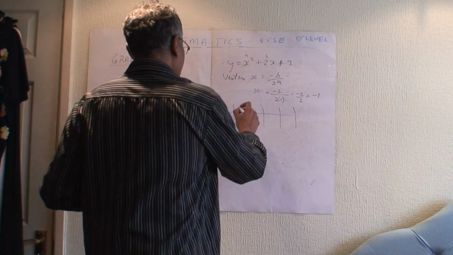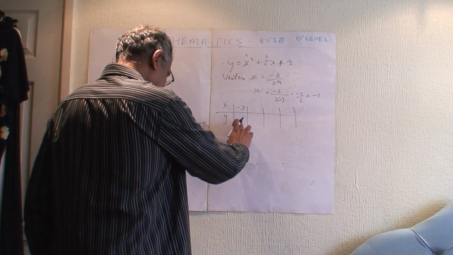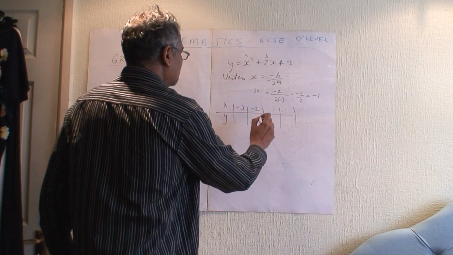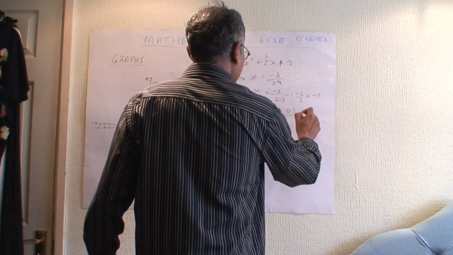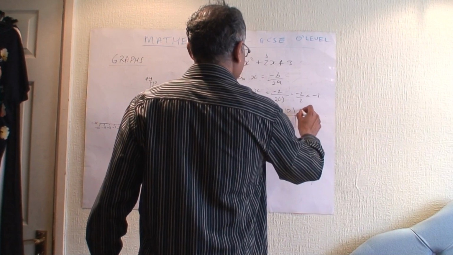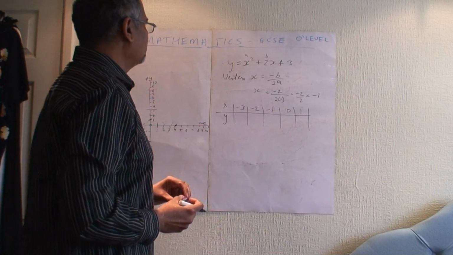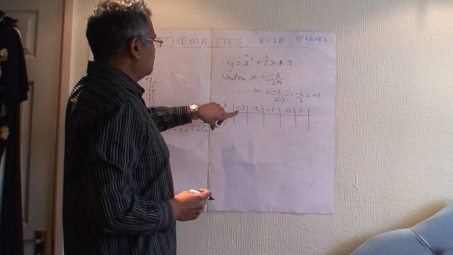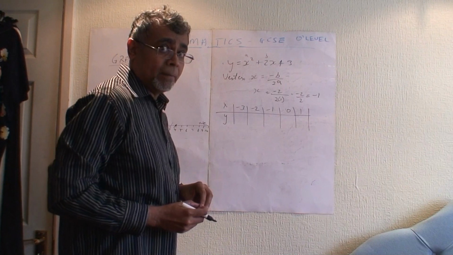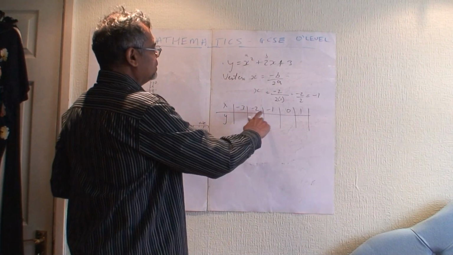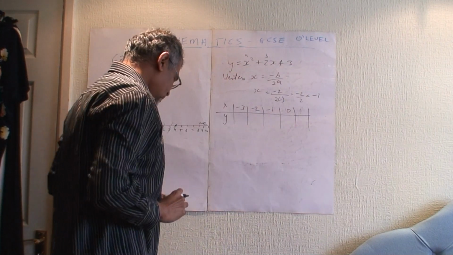So let's say for x, we're trying to find a value of y if x is minus 3, if x is minus 2, if x is minus 1, if x is 0, or if x is 1. We want to know what's the value of y. So we substitute the values of x into this equation.